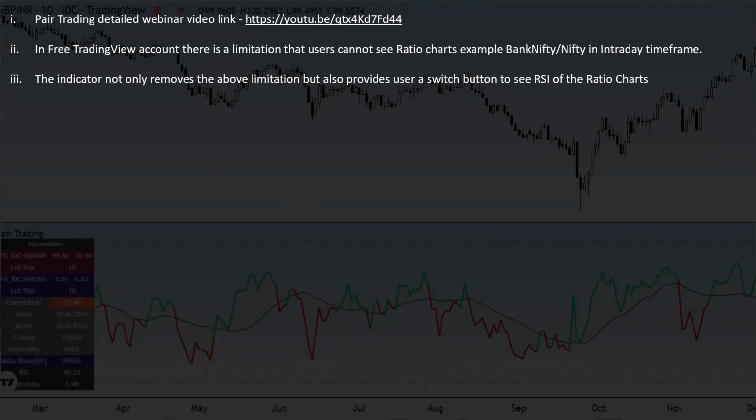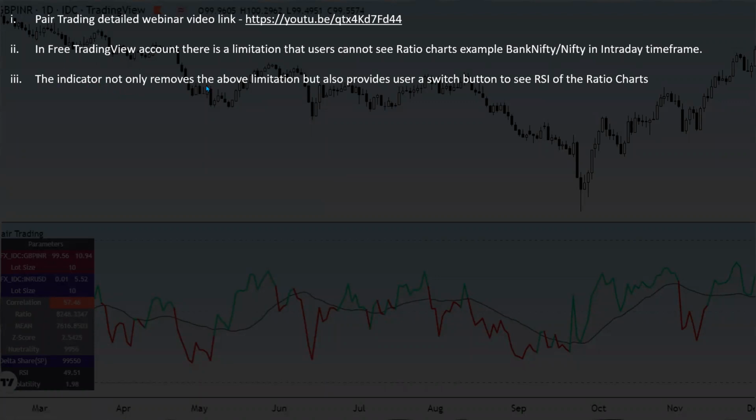In a free TradingView account, there is a limitation that users cannot see ratio charts. For example, Bank Nifty by Nifty in intraday time frame. Okay, I'll show that in my free account. आपको daily का दिखाने देता है free में, but उसमें नहीं दिखाने देता है. So with the help of this indicator, you can even in the free account see the ratio in intraday time frame. Okay, I'll show when we move to this.